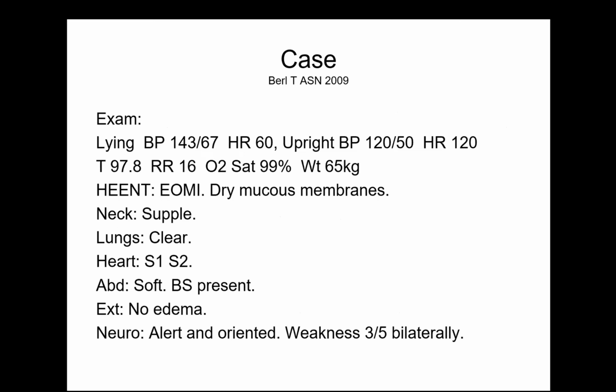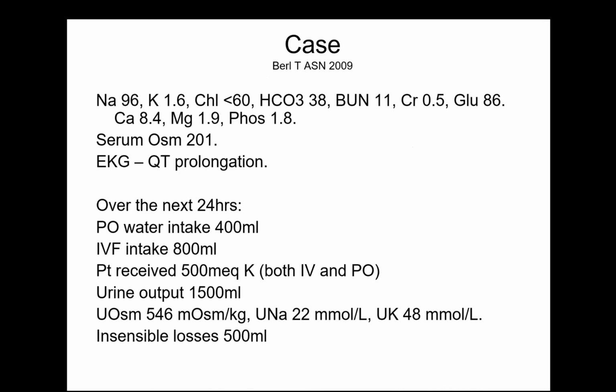She had dry mucous membranes, lungs clear, heart sounds normal, abdominal exam unremarkable, no edema. She was alert and oriented, but she was weak. And these are her labs. Sodium of 96, potassium 1.6, chloride less than 60, bicarb of 38, BUN 11, creatinine 0.5, glucose of 86, calcium 8.4, magnesium 1.9, phos 1.8, serum osm is 201, and EKG showed QT prolongation.